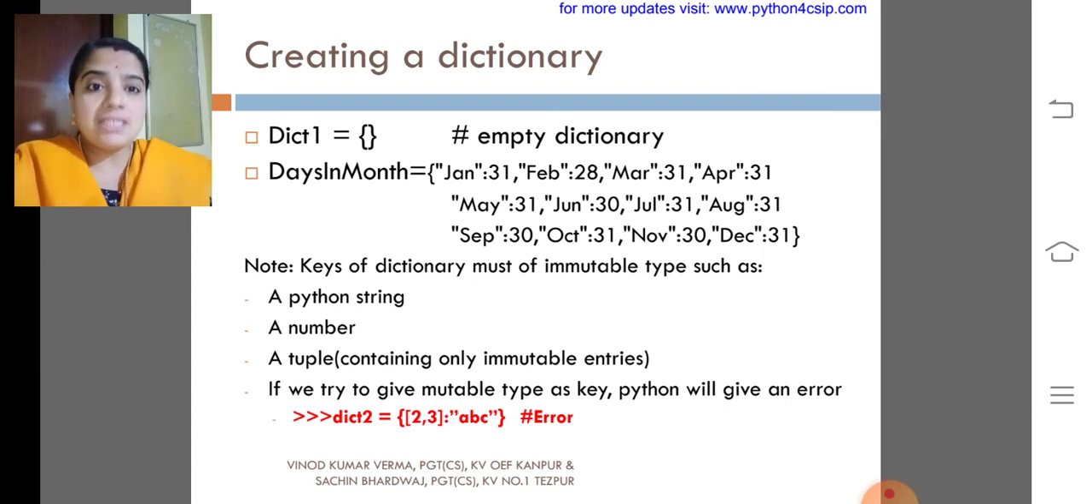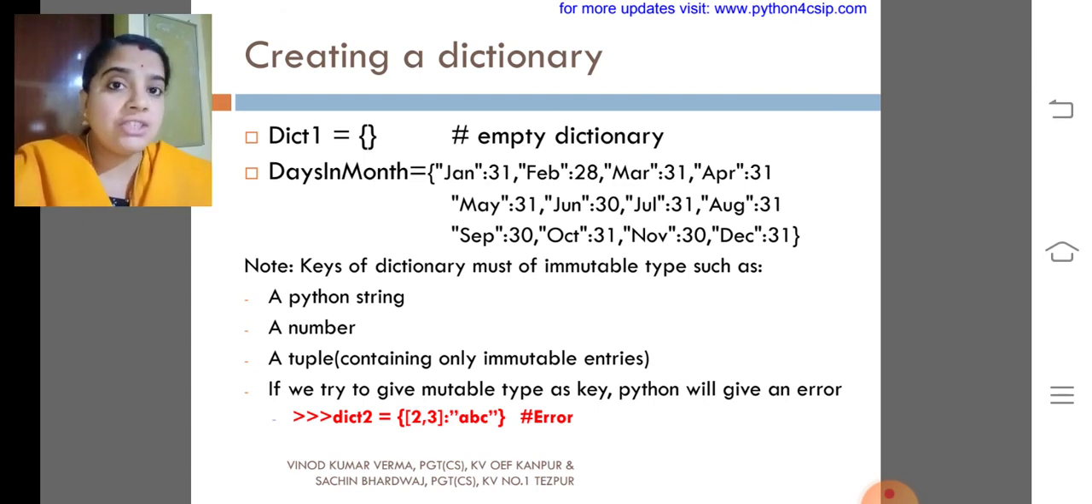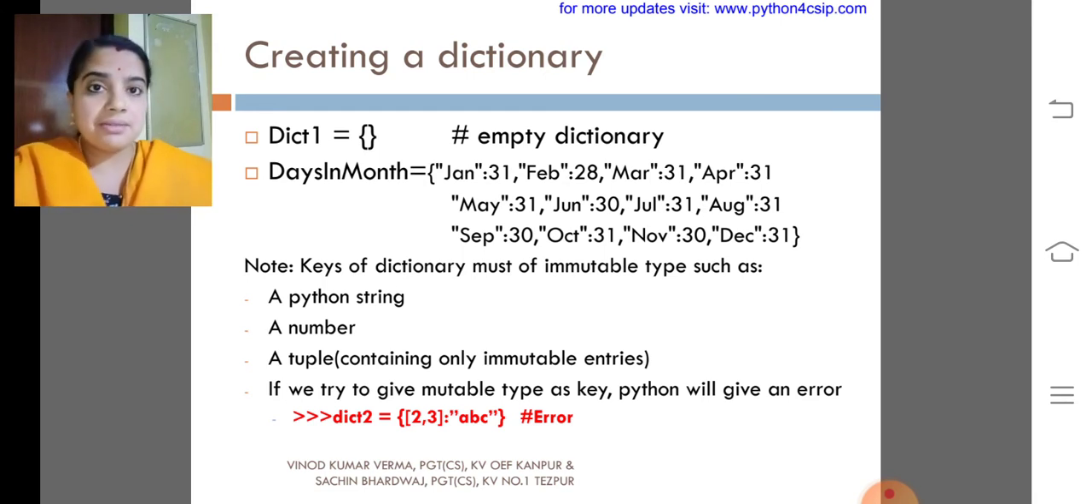Here, a string, a number or a tuple can be a key, since the key must be of an immutable type. That means the key should not change in place. Whereas values may be mutable or immutable. In a dictionary, we are not supposed to give duplicate keys. Keys must be unique. So, my dear children, I am giving two points for a key: a key must be immutable and unique.